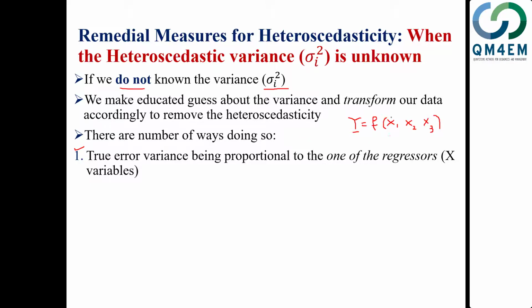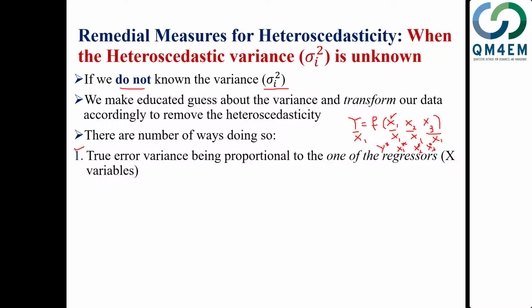So we suspect that x1 is proportional to the variance. So I will take this x1 and divide y by x1, divide x1 by x1, divide x2 by x1, and divide x3 by x1 as well. And then I will use these new variables, which I can name y star, x1 star, x2 star, and x3 star, and I run the model.